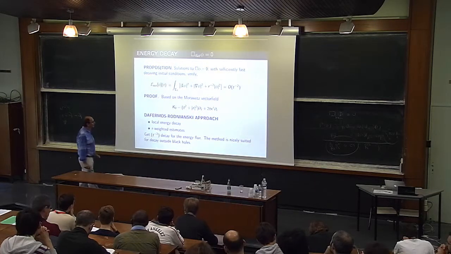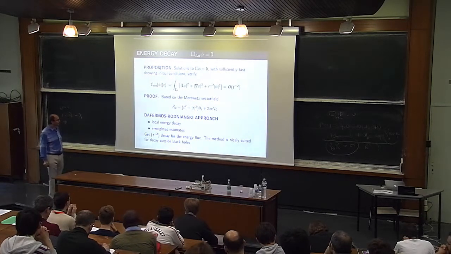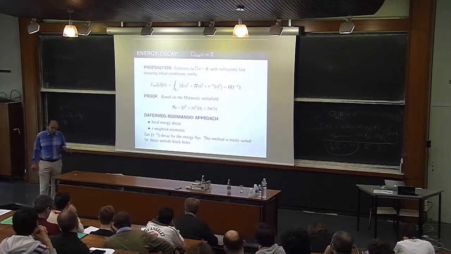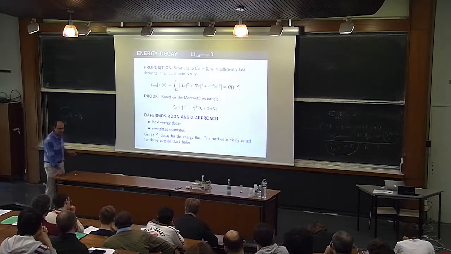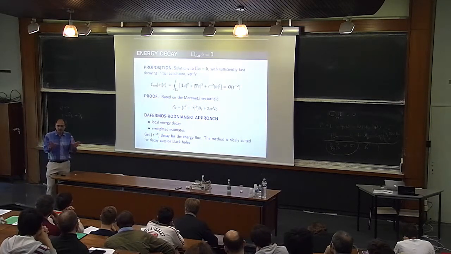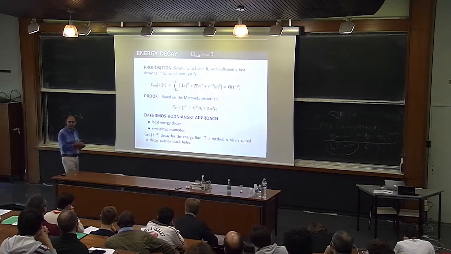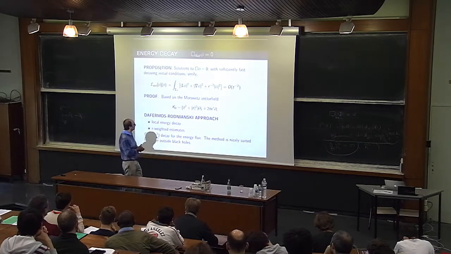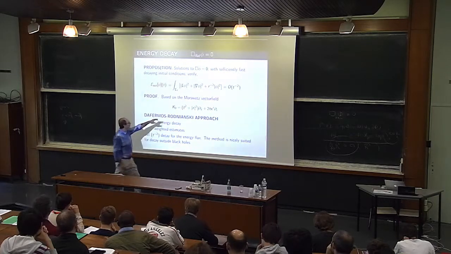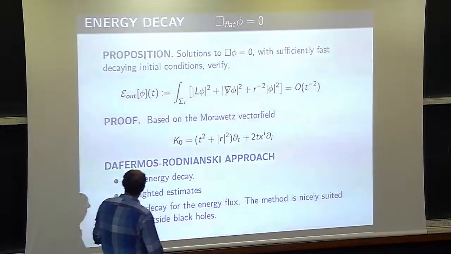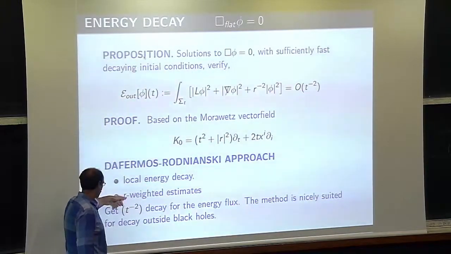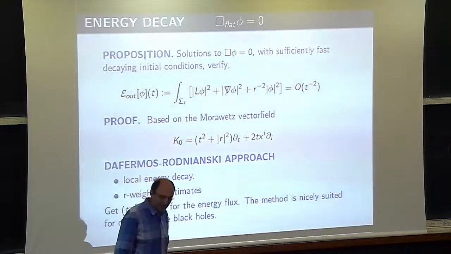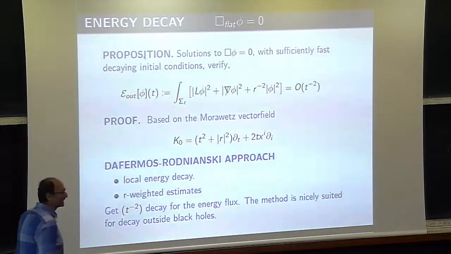And of course, fortunately, we have this new approach of Dafermos-Rodnianski, which avoids it by a very simple philosophy. The philosophy is that you first prove local energy decay, and then once you have it, you can use other vector fields. You don't have to be restricted to vector fields like this. It's what they call R-weighted or P-weighted. How do you call it? RP-weighted estimates.